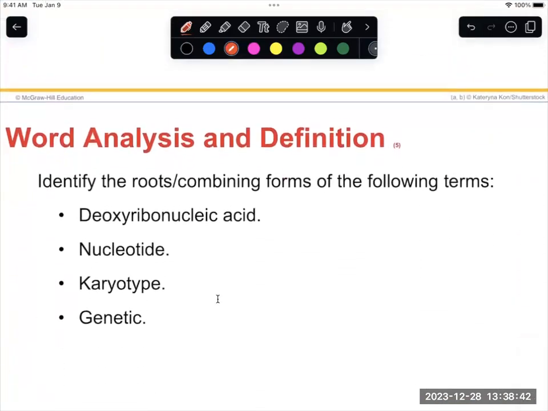So let's look at the root combining forms of these terms. Deoxyribonucleic acid. So let's start. Ribo. Ribose. That's what it is. Nuclei is another combining form, meaning nucleus. Acid means low pH. Deoxyribonucleic acid is the chemical repository of hereditary characteristics.